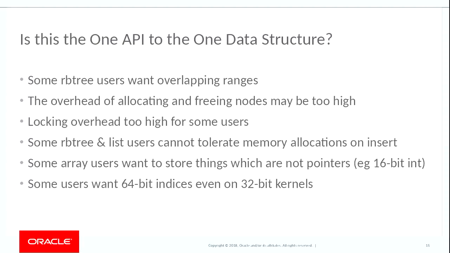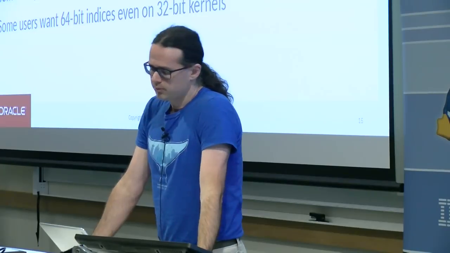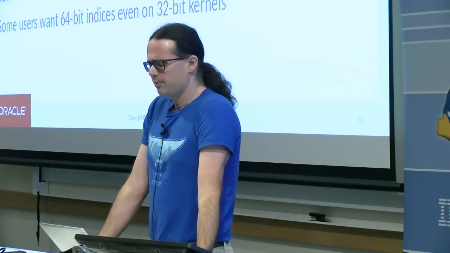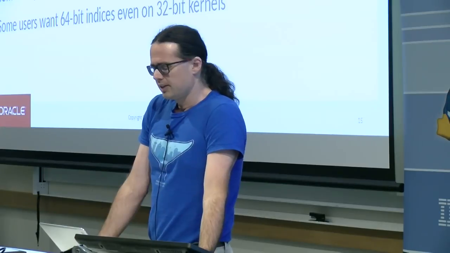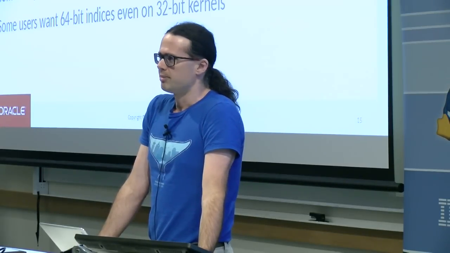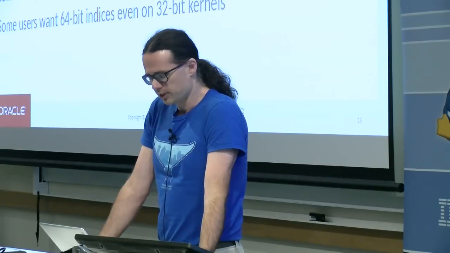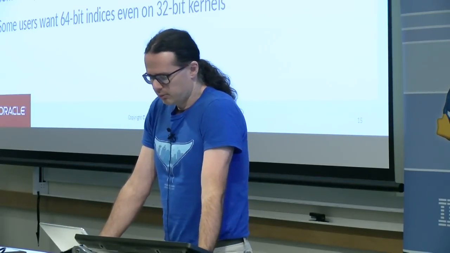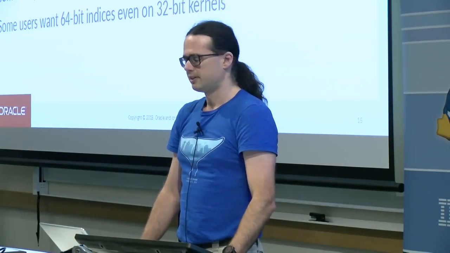Apparently there are some people who store things other than pointers in arrays. Apparently you can have an array of things that aren't pointers. I don't know why you would do that, but some people do. So we were also talking about maybe coming up with another API so you can store a 16-bit int instead of a pointer. It's getting ahead of ourselves, but we are considering it.